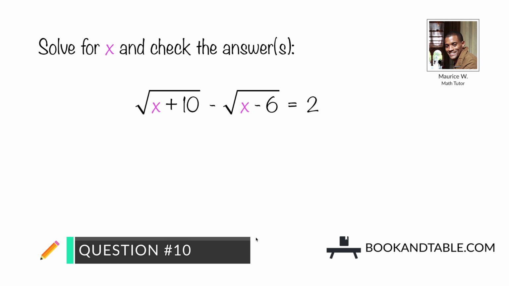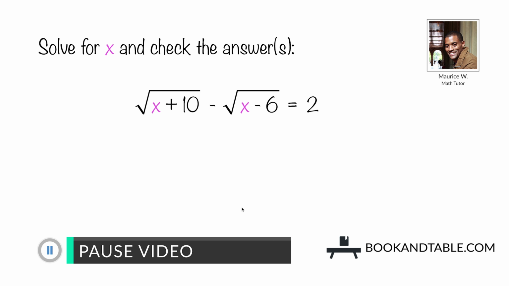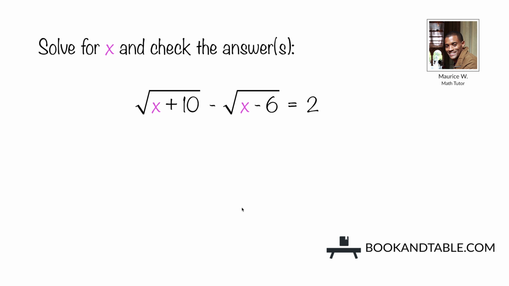Question number 10. Solve for x and check the answers. The square root of x plus 10 minus the square root of x minus 6 is equal to 2. Pause the video, answer this question, and then press play when you are ready to begin.